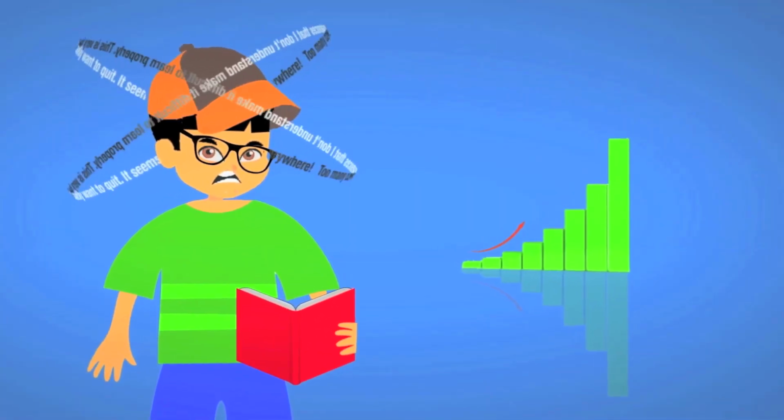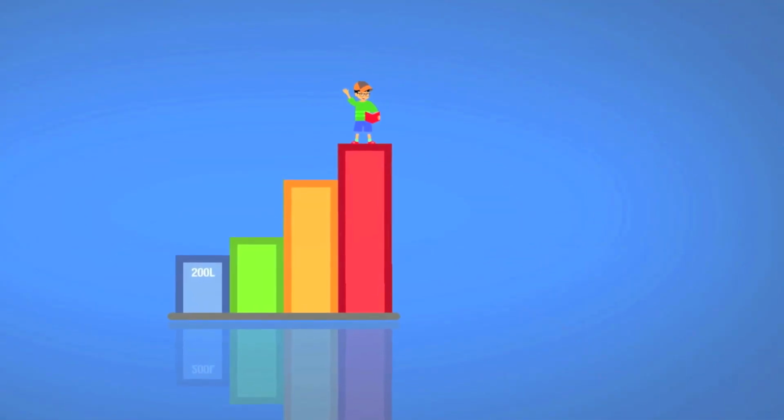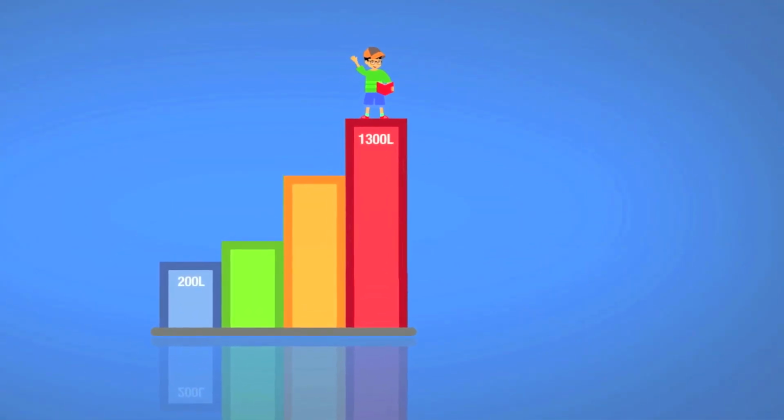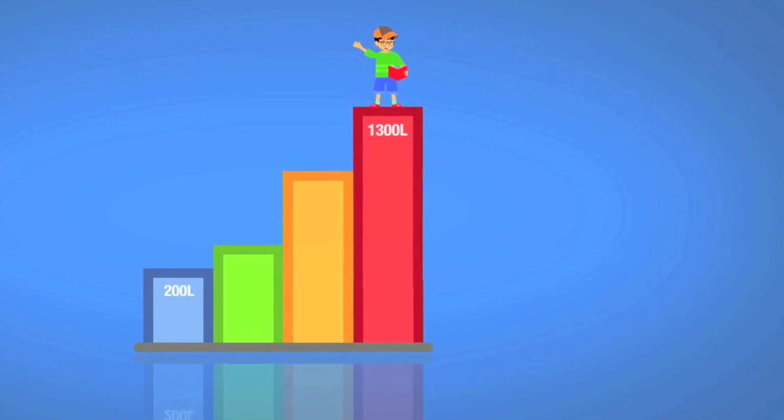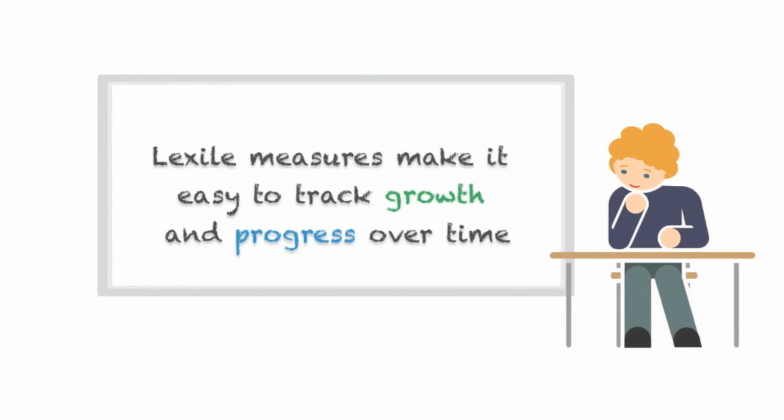Instead of being faced with frustration due to reading books that are too complex or ones that aren't challenging enough, students can make text selections that match their reading ability and help them grow as readers. And because the scale is developmental and not based on grade level, one is able to track progress and growth over time within a year and from year to year.